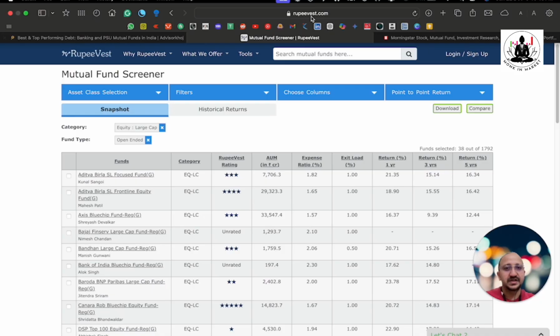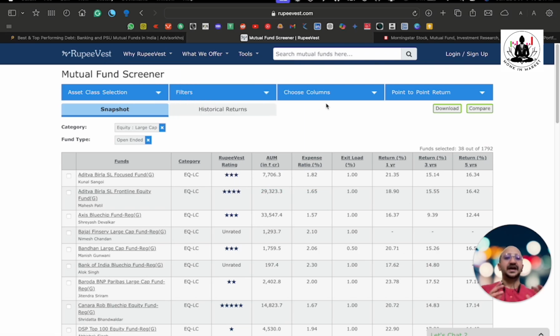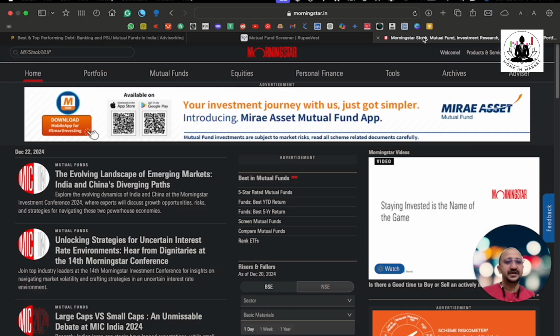Website number two is Rupeevest. It's again a good website for comparison. It has many tools, so you can use it. Again, there is no need to log in over here. It is completely free. Both the websites are completely free and can be used for the research part.